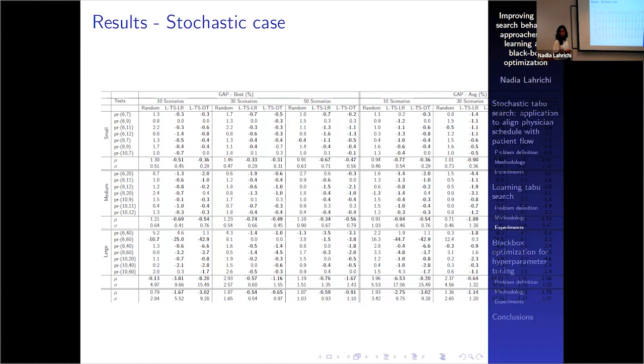So here we're not trying to see if 30 is better than 10 or if 50 is better than 30. We knew that 30 was the best. So are we improving even more now that we have this learning procedure? And the answer is yes. In most cases, we're getting an improvement everywhere. On all sizes of instances, we do have an improvement.